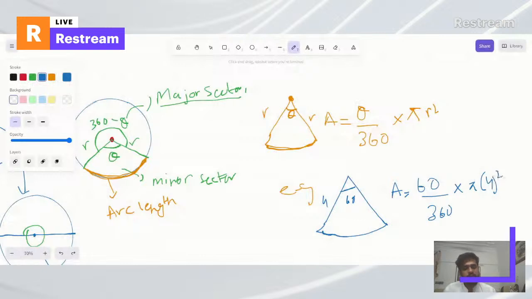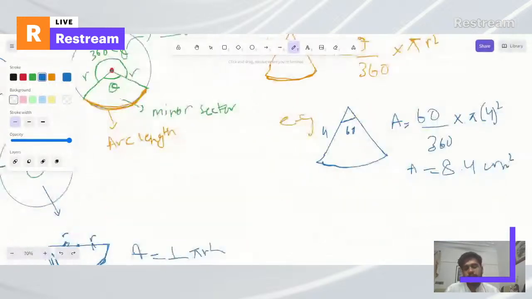So it's going to be 60 divided by 360, which is 1 over 6, and now multiplied by pi, and then multiplied by 16. So it's going to be 8.4. So the area is 8.4 centimeter square. Do not forget the units.